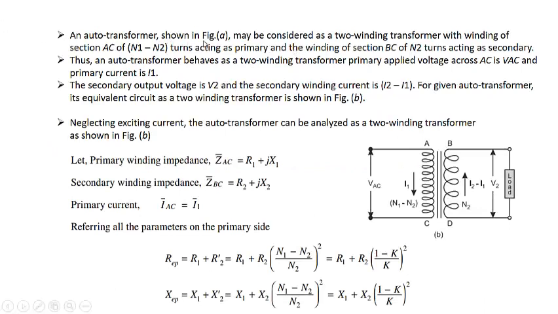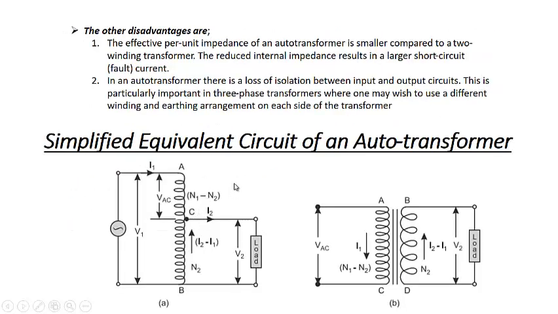Now an autotransformer, shown in figure A, may be considered as a two-winding transformer with the winding of section AC of N1 minus N2 turns acting as the primary, and the winding of section BC of N2 turns acting as the secondary. So we can consider this transformer as a two-winding transformer where N1 minus N2 will act as the primary winding, and the current flowing through it is I1, and N2 will be the secondary winding and the current flowing through it is I2 minus I1. In that case, we can consider it to be a two-winding transformer, and then it is very simple to draw its equivalent circuit.